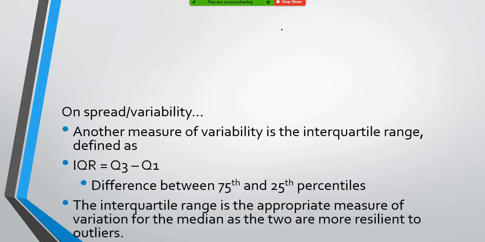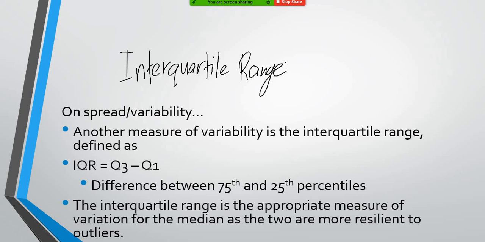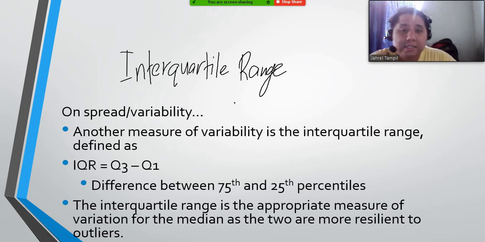And now that quartiles have been discussed, we can now talk about the interquartile range. The interquartile range is the last measure of variation. The interquartile range is defined as the difference between the 75th percentile, quartile 3, and the 25th percentile, which is quartile 1. The interquartile range is the appropriate measure of variation for the median, as the two are the most resilient to outliers. So what does this mean? Let's have an illustration.